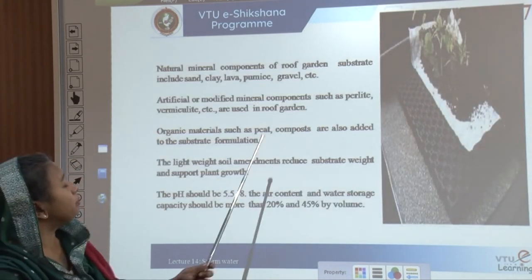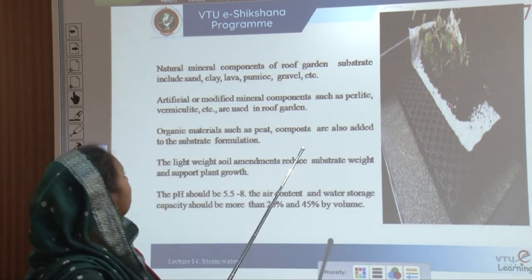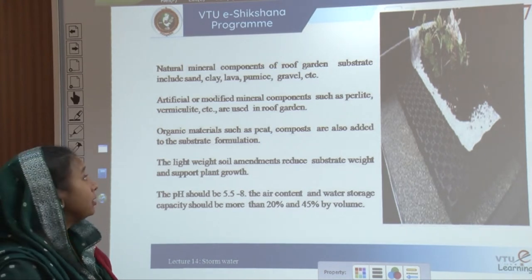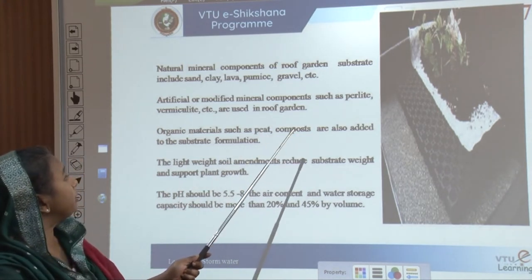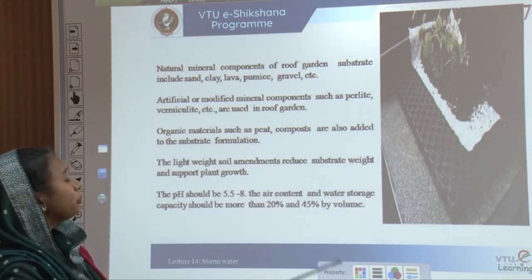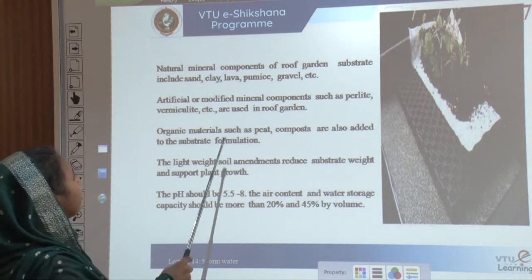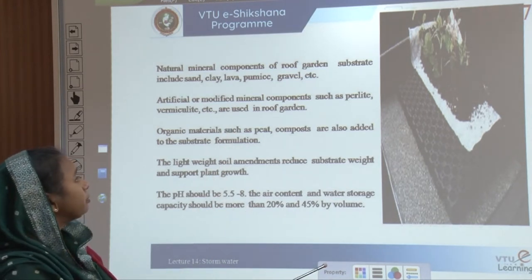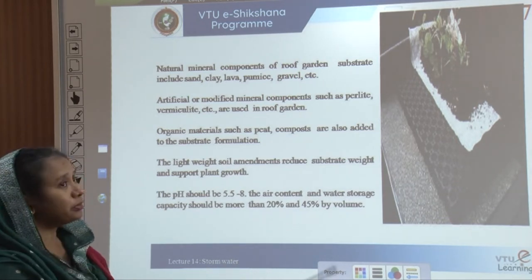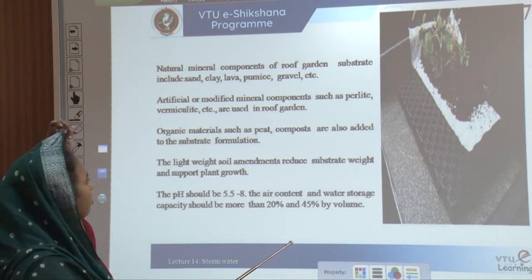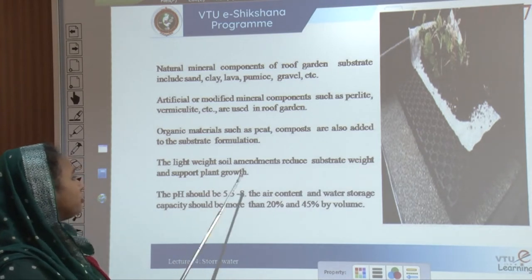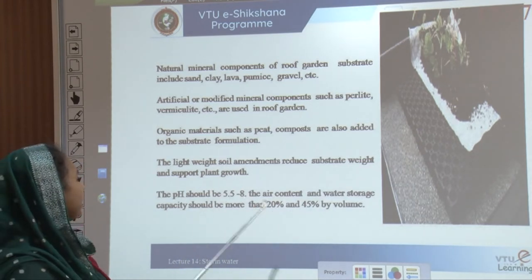The natural mineral components of any kind of roof garden substrate include sand, clay, lava, pumice or even gravel, and the artificial or modified mineral components such as perlite and vermiculite are used in the roof gardening system. So, when you provide this filter system and also think of artificial as well as natural mineral components before providing a roof garden, you should also think about adding some organic materials like peat and compost to formulate the substrate. When it gets substrated, a lightweight soil amendment can reduce the substrate weight and support any kind of plant growth.